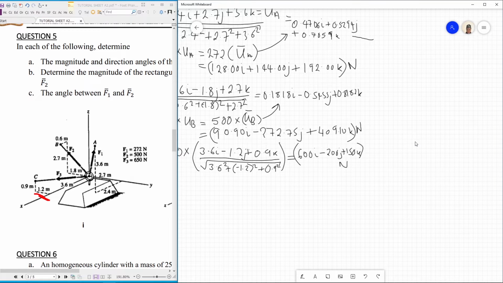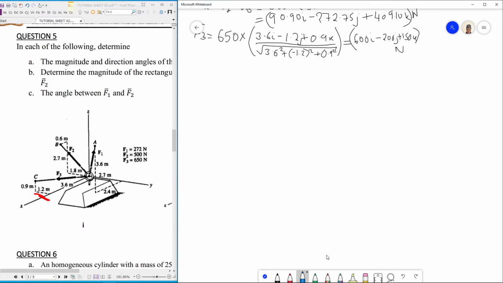Alright. So then now we're told to find the magnitude and direction angles of the resultant. So our resultant, which is FR, will just be equal to the summation of F1 as a vector plus F2 as a vector plus F3 as a vector. Okay, so when we do that, you sum the I components alone.